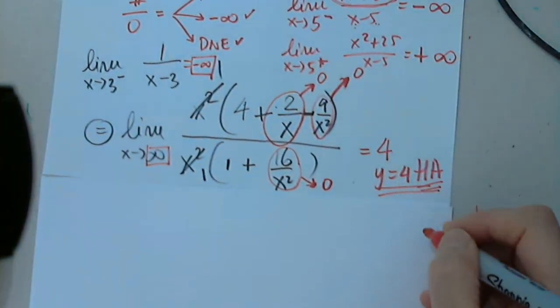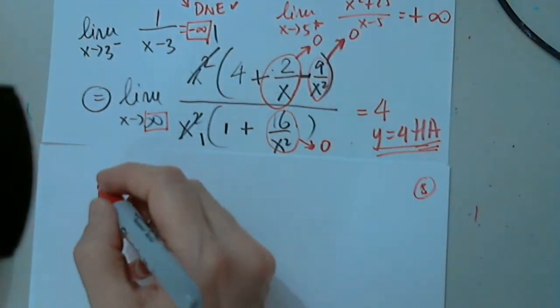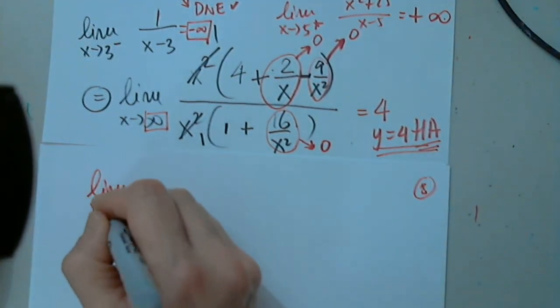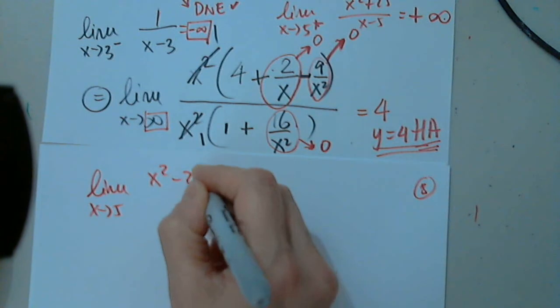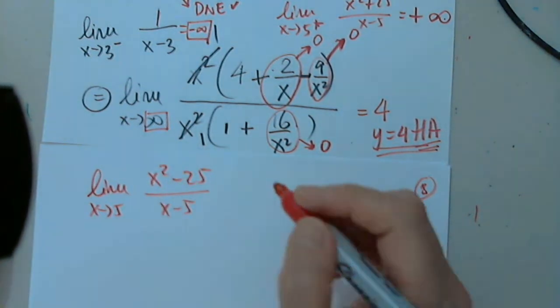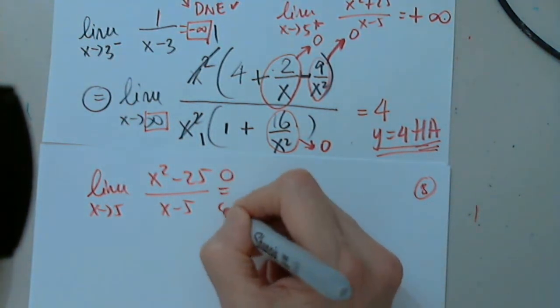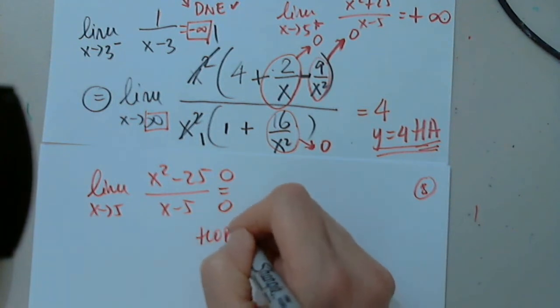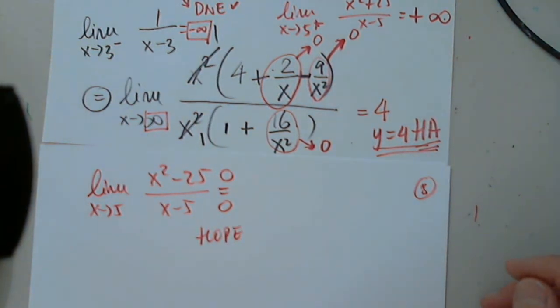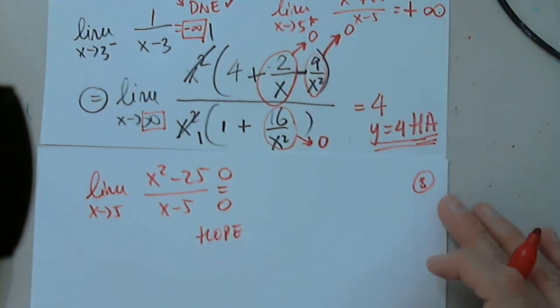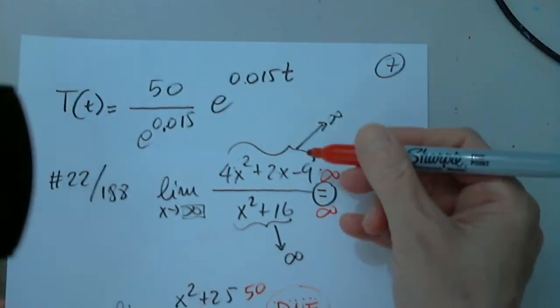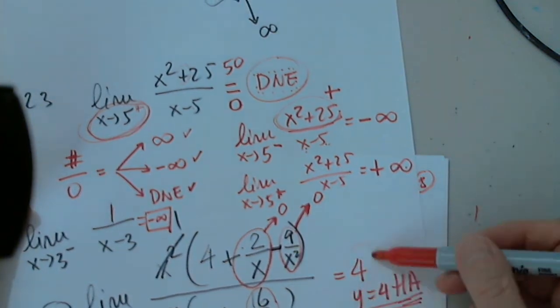But if I change that problem, let's say, just to look at a different situation, as x approaches 5 from x squared minus 25 over x minus 5, then this has 0 over 0, and there is hope. I don't know for sure, but there is hope. 0 over 0 has hope. Even infinity over infinity has hope, and it did, 4.